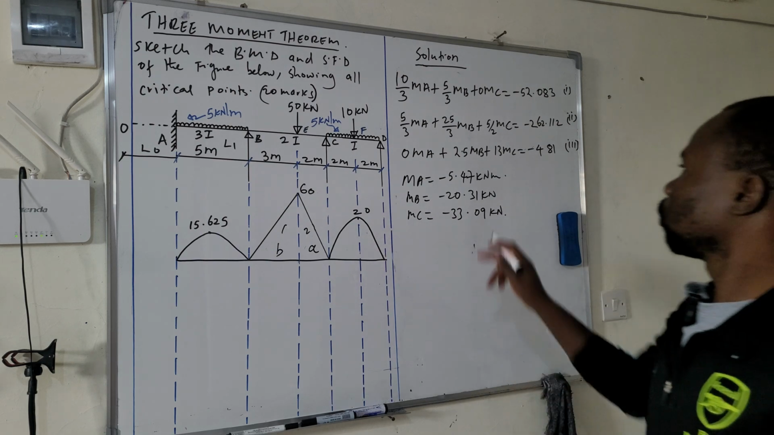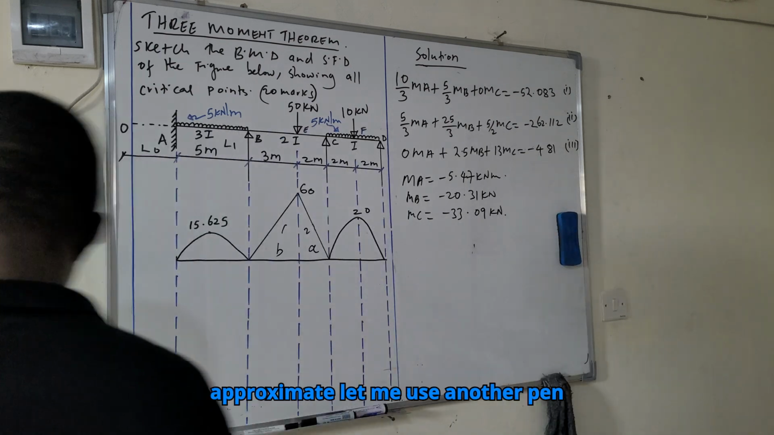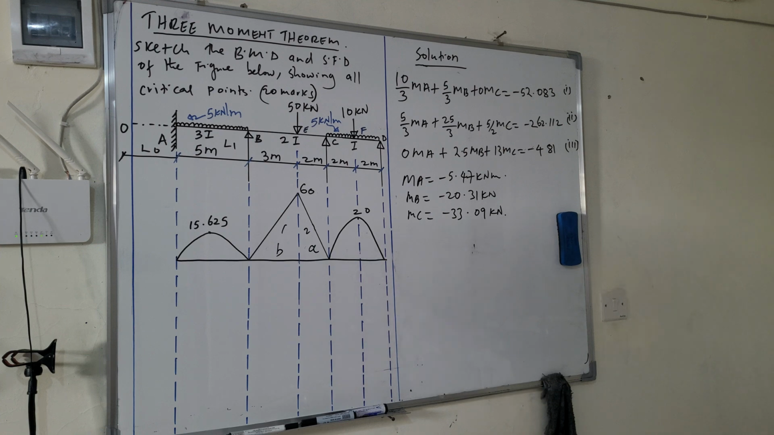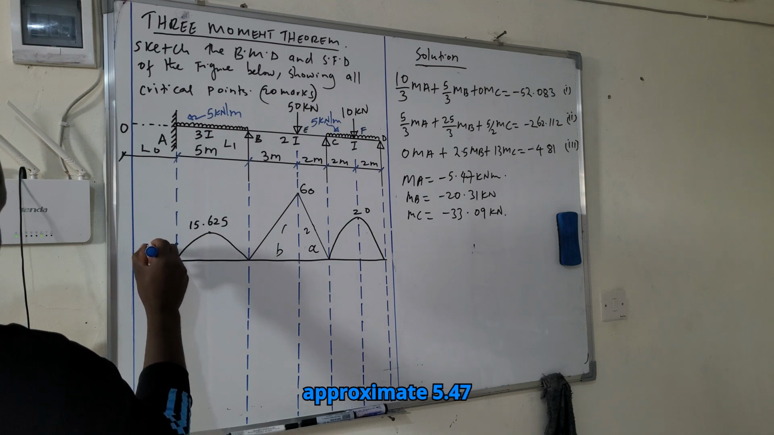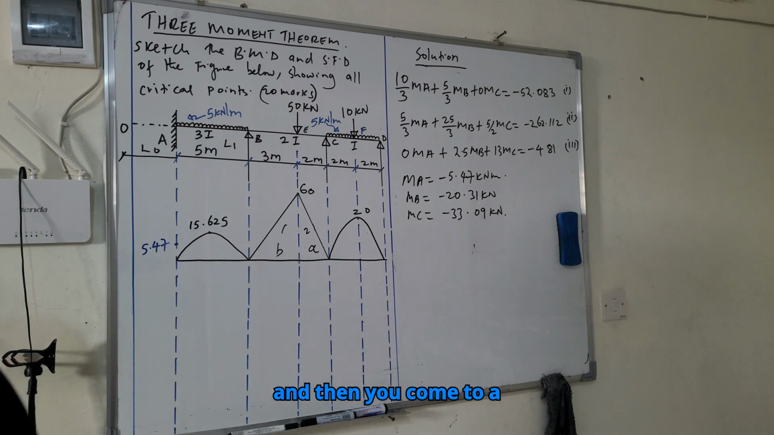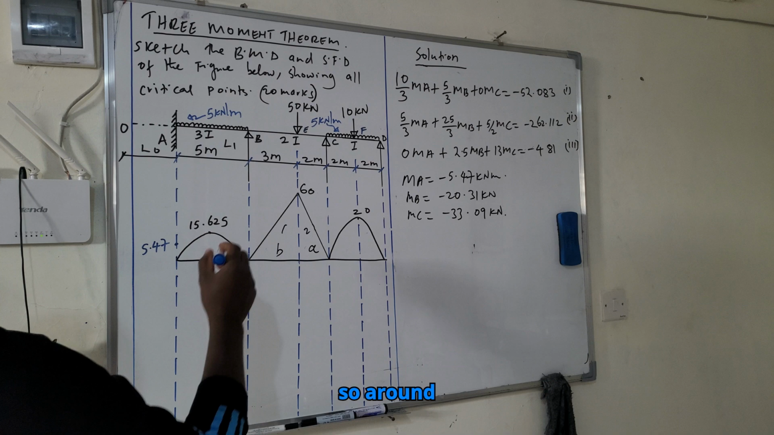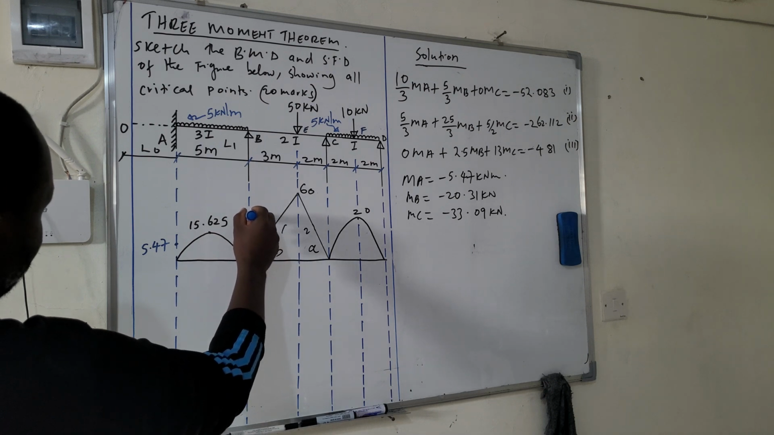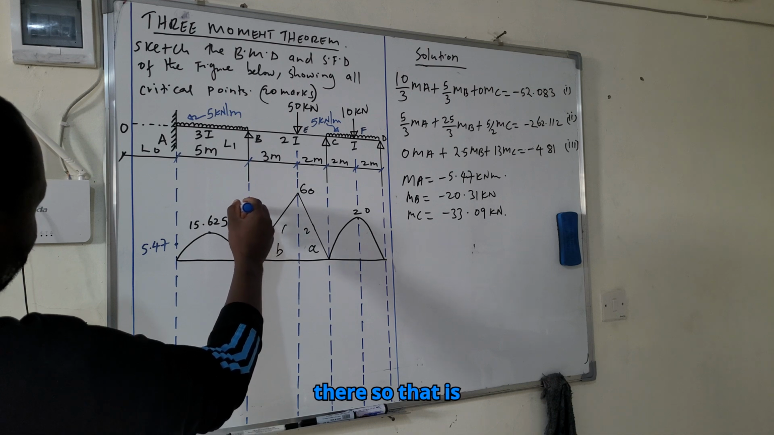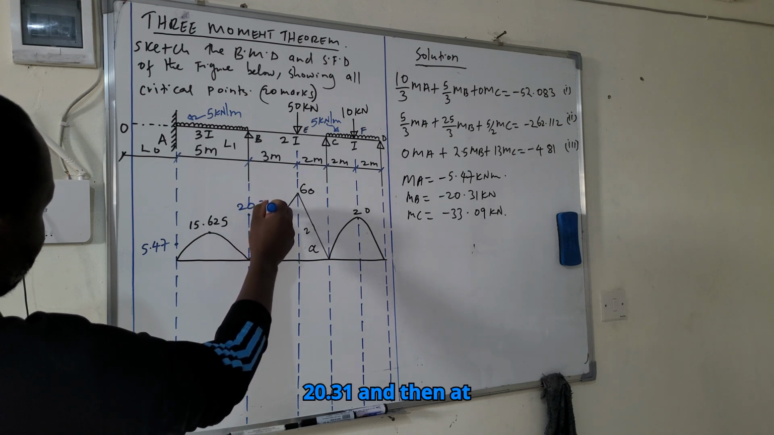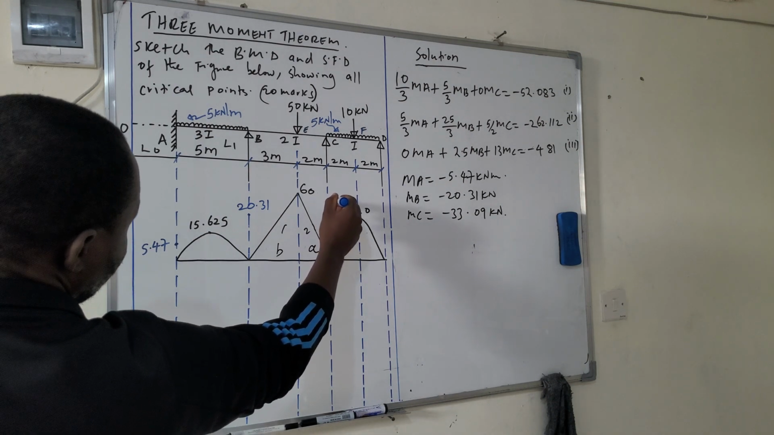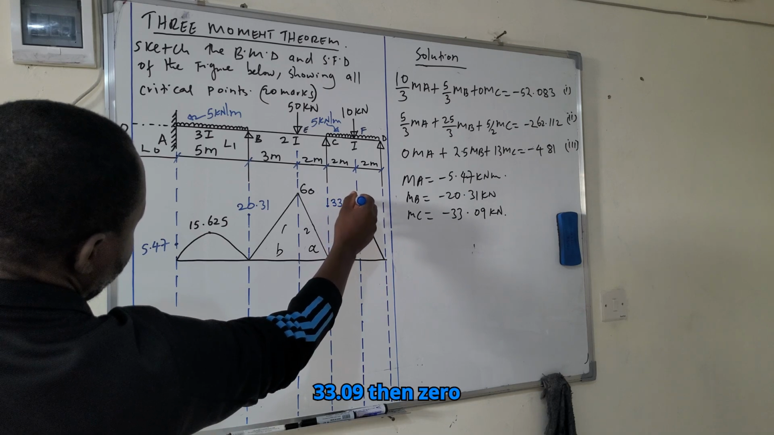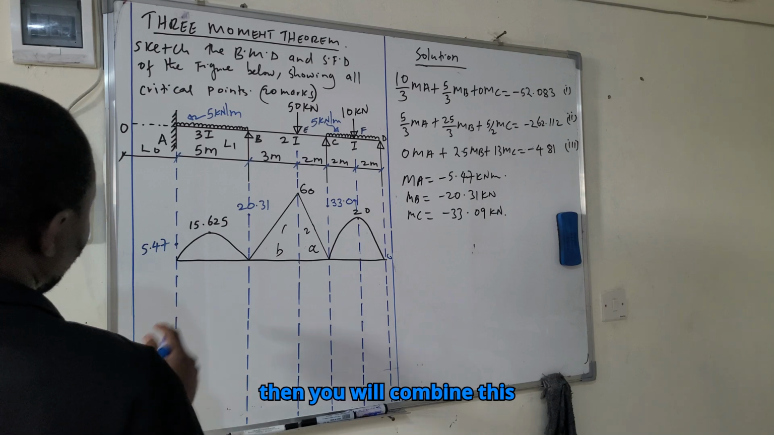So at A, we have 5.47. So you'll come and approximate. Let me use another pen. 5.47. So approximate 5.47. And then you come to bending moment at B, that is 20.31. And then at C, that's 33.09, then 0. Then you will combine this.